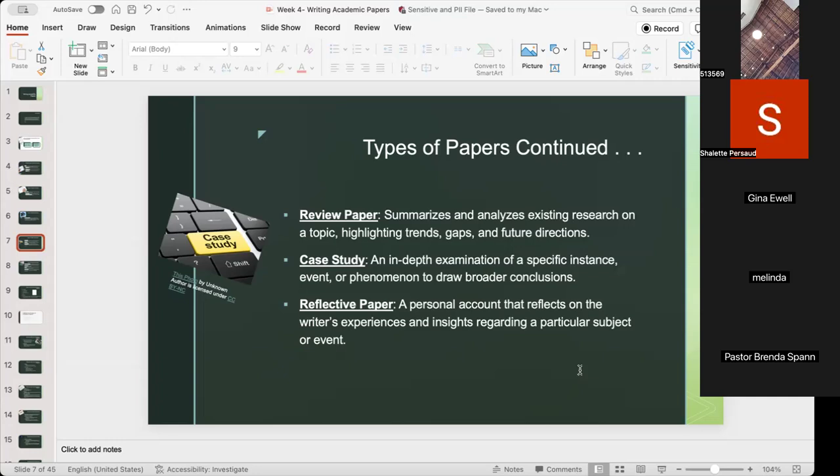So usually case studies are a really in-depth study of either a person or an event. And it's so that you can actually draw some conclusions from that research that you've done on that particular person or event. We have reflective papers, which I actually like a lot. It reflects on experiences that you've had in reference to some particular event or subject. I kind of like to be reflective about things.